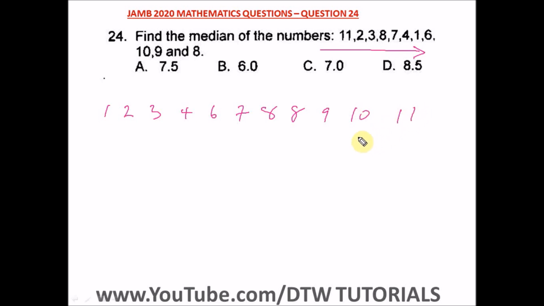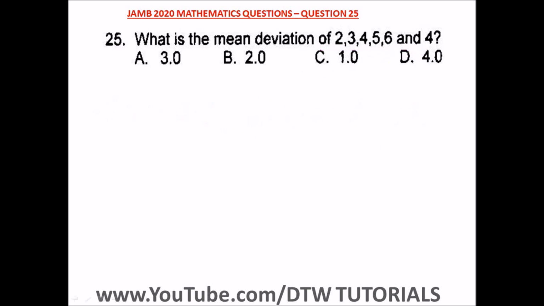To find the median, which is the middle number, we have to eliminate from both ends. This goes, this goes, this goes, this goes, this goes, this goes, this goes, and this goes. So we're left with 6, with 7 rather. So our answer is 7. So that is our answer for number 24. So we go to the next question.